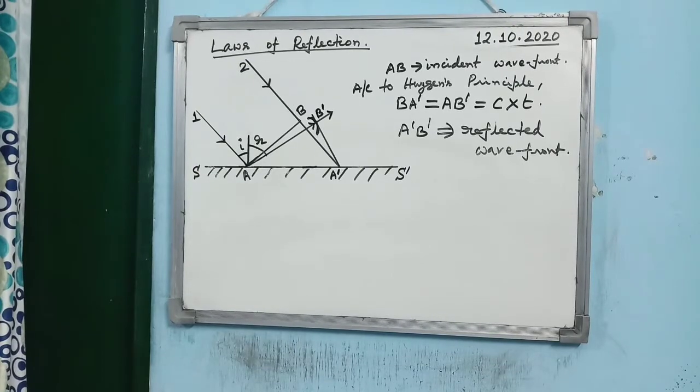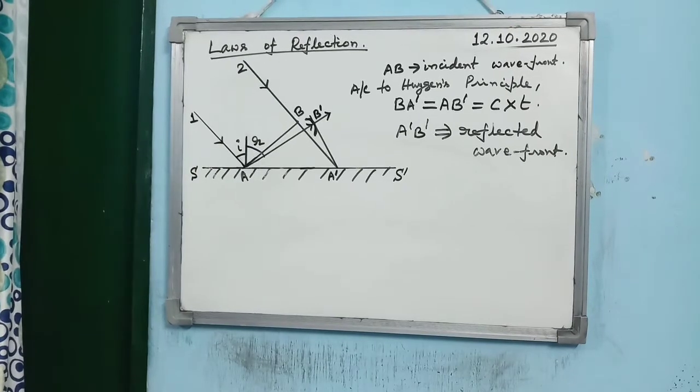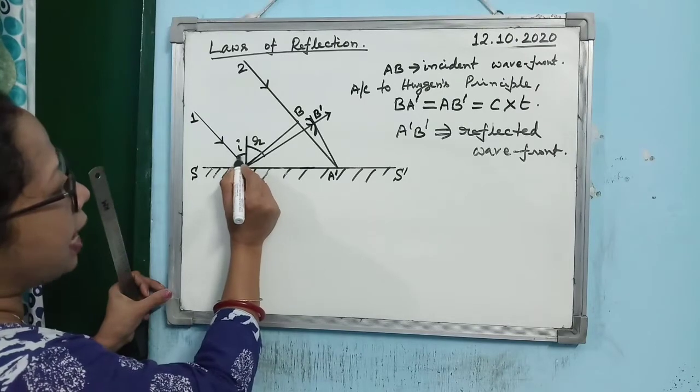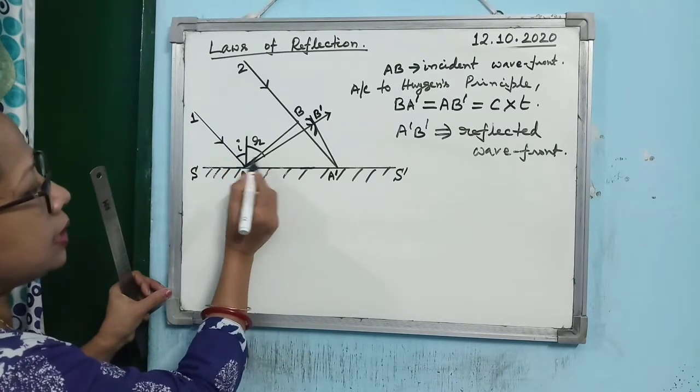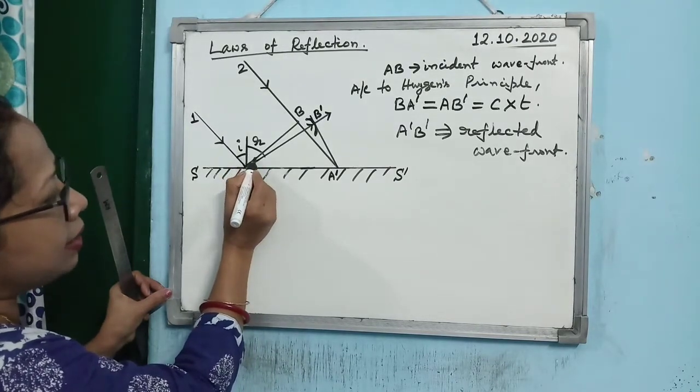Now here, one more thing, just try to understand it. If you consider this is I, the angle of incidence, then you see this angle is 90 minus I.